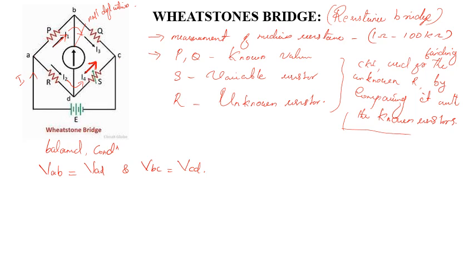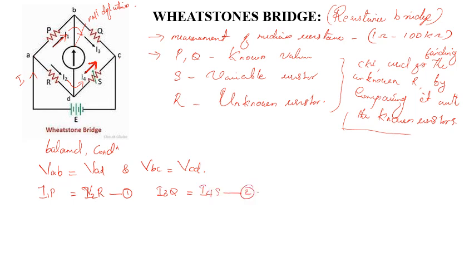So what will be the voltage across VAB? Based on Ohm's law, I can write VAB is I1P. And what will be the voltage across VAD? It will be I2R. This will be equation number 1. And what will be the voltage across the terminal VBC? It is I3Q, which will be equal to I4S. This will be equation number 2.